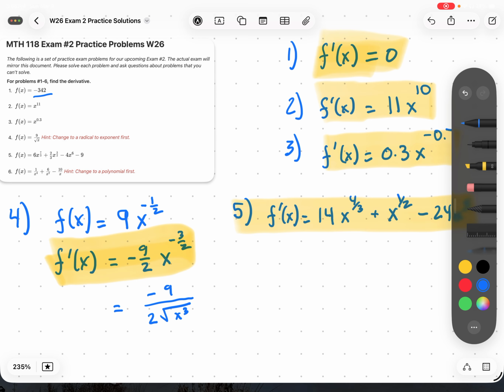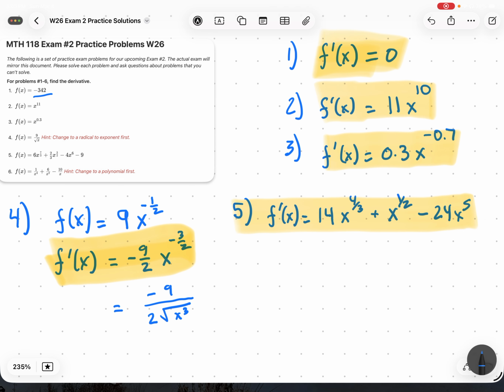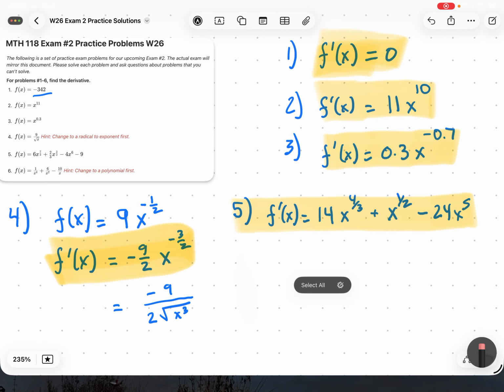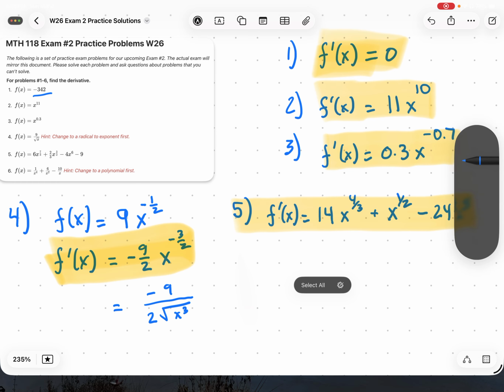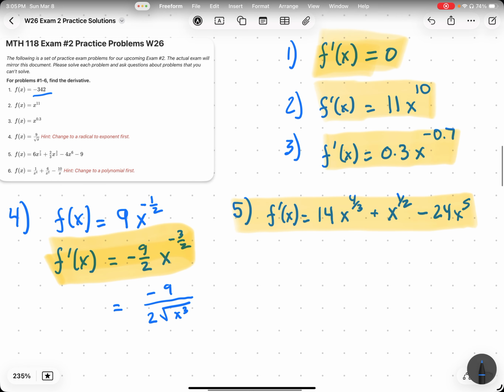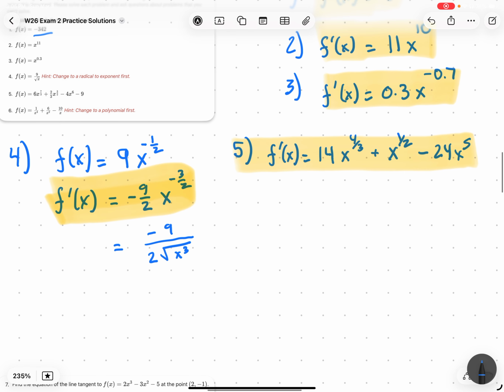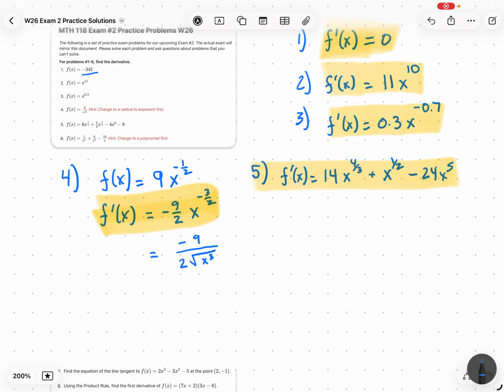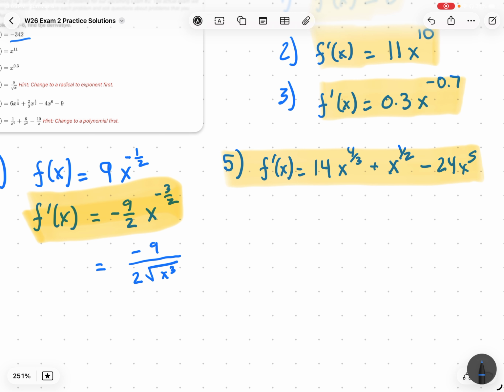Now, number 6 has another hint. And I think this one's not written with a typo, so that's good. But the hint says, for number 6, change to a polynomial first. Sorry about that. For number 6, instead of writing this function with these fractions the way they're written there, I'm going to use my rules for exponents to rewrite these with negative exponents. So it looks more like a polynomial.